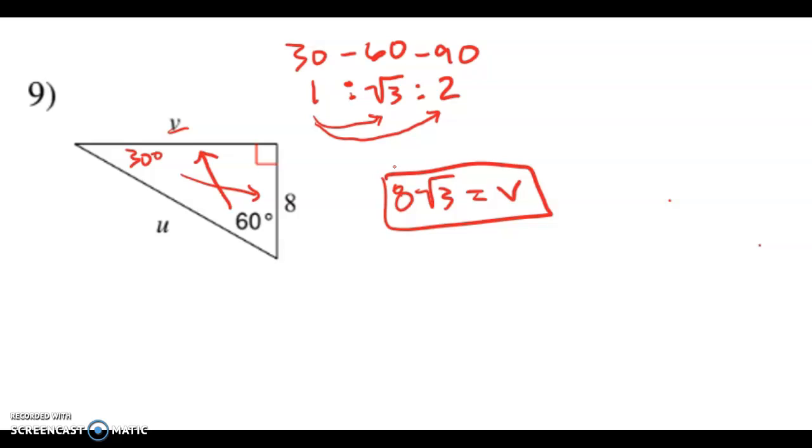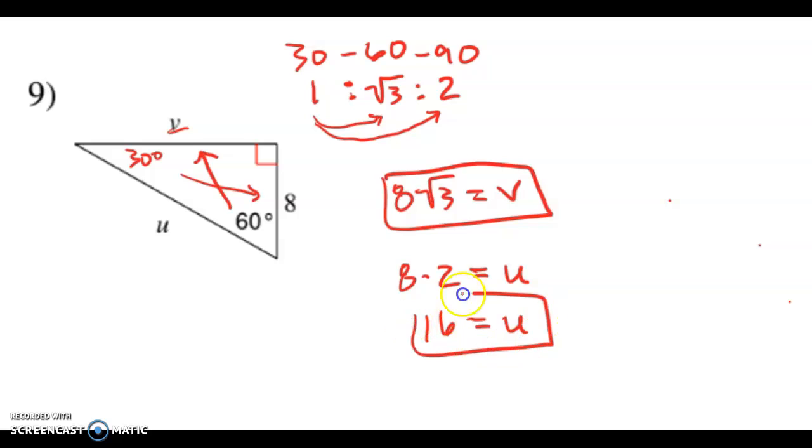Now I need to find U. In order to find U, I take the side that's opposite the 30-degree angle, which is 8, and I just multiply by 2, and that gives me the hypotenuse, or in this case, U. So 16 equals U. Nice and easy. We're done.